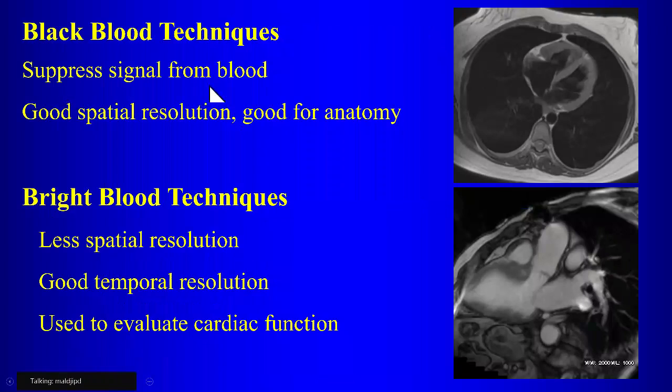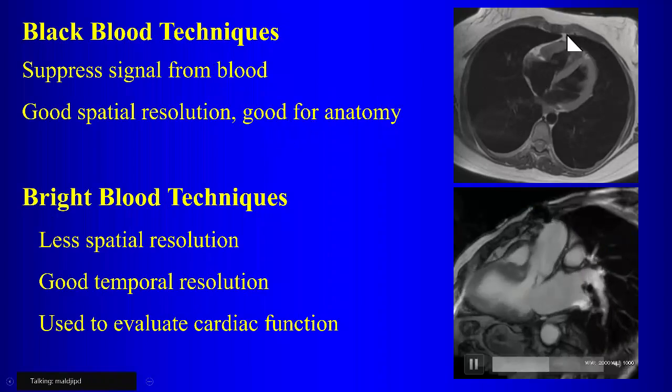Okay, so getting back to our basic techniques, with black blood imaging, this suppresses the signal from flowing blood, so the blood will look black. This gives you good spatial resolution. This is good for anatomy. And it gives you these still pictures. For bright blood technique, the spatial resolution is not quite as good, but this provides better temporal resolution. This is why we're able to look at cardiac motion here, and we will use these to evaluate cardiac function.